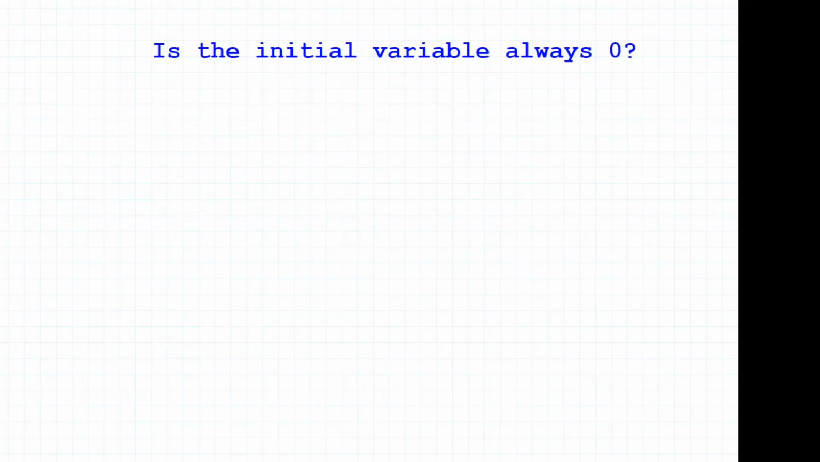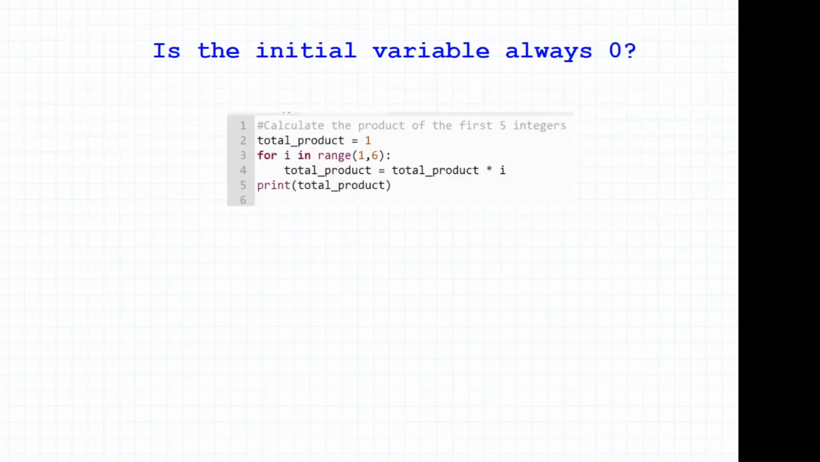So, for example, if we look at this code here, I want to calculate the product of some numbers. So I have set the starting value to 1. If I set the starting value to 0, this value will start at 0, and anything multiplied by 0 is 0, so this will be 0.